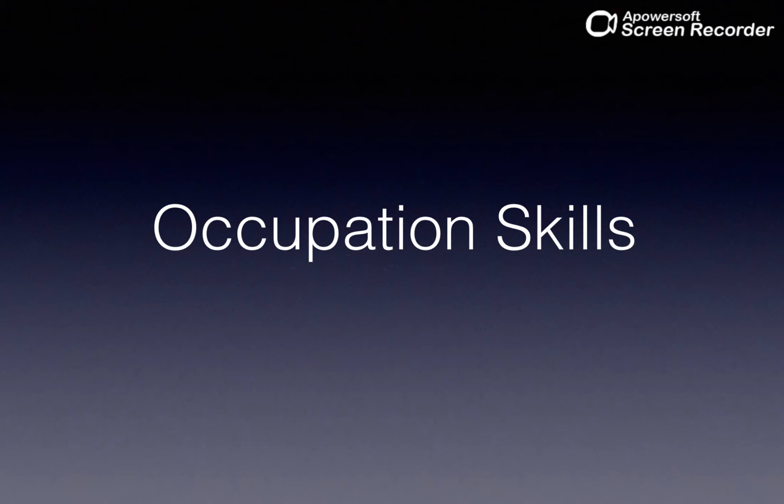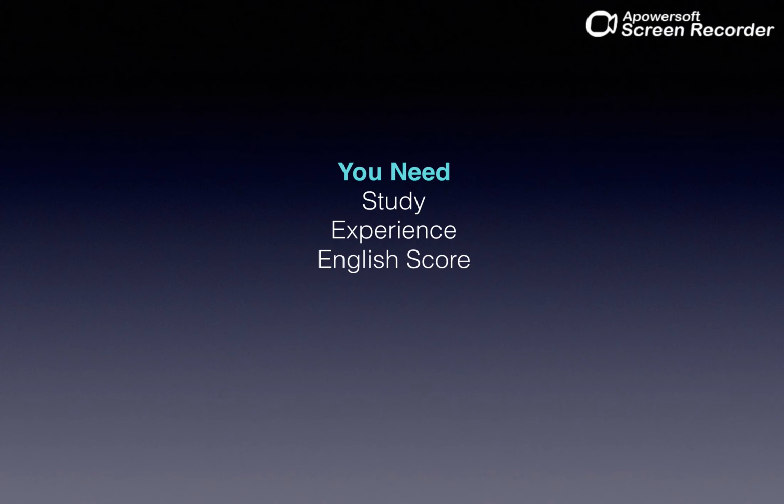If you have a study and some experience in your occupation, and you also have an English score as well, then what's the right step, or how, even in the initial stage, can you sort out the things in your mind on how you can apply for migration? So here's the first thing: you need a study. If you have a diploma or your masters or bachelors, it's very important. It should be in an occupational list of study if you want to apply for a PR.